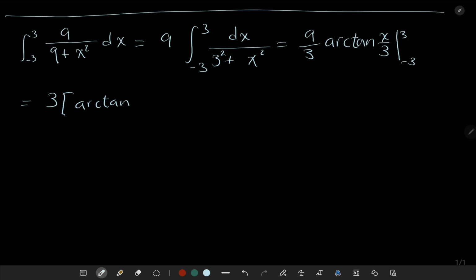Now when I evaluate at 3, this is going to be the arctangent of 1. Arctangent of 1 is pi over 4, minus the arctangent of -1, which is -pi over 4. So this is going to be 3 times, and you can look at your unit circle, or you can plug it in your calculator, but most calculators won't give you an exact value. They're going to give you an approximation, so it's better to look at it on the unit circle. So pi over 4 minus negative, so that becomes plus pi over 4 again, which is going to be pi over 2, so this becomes 3 pi over 2.